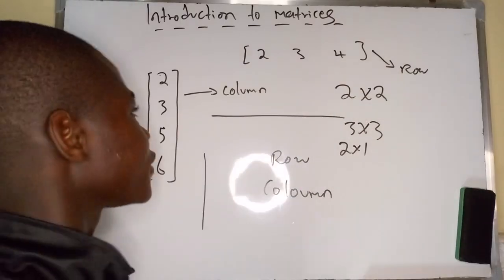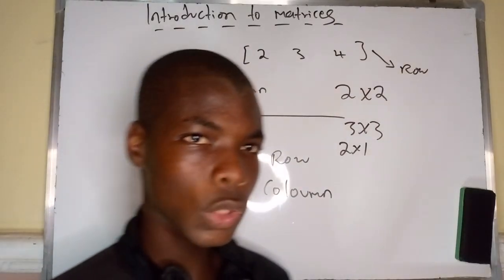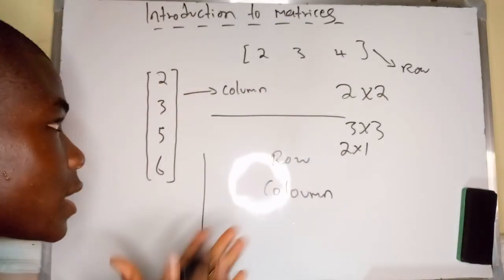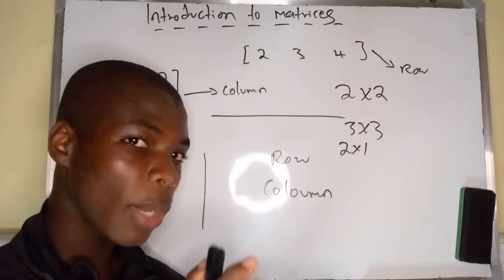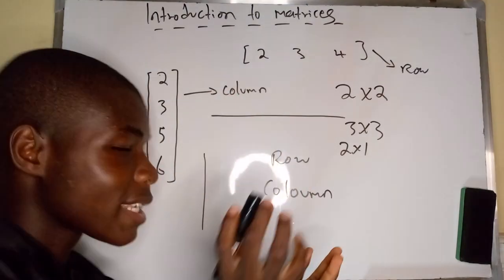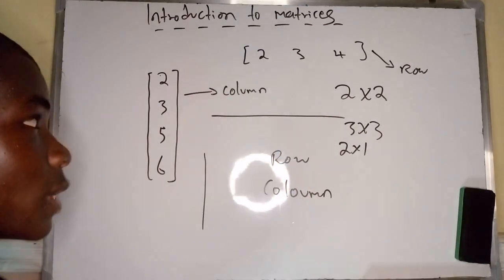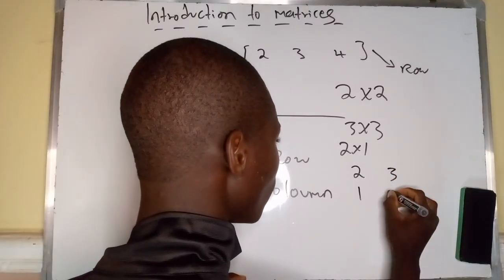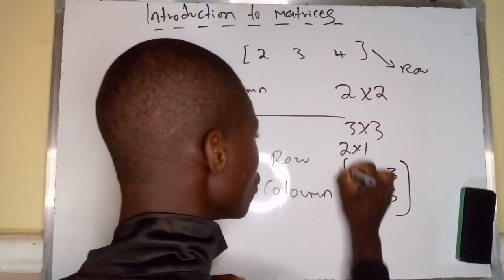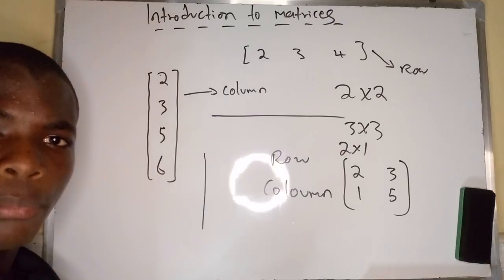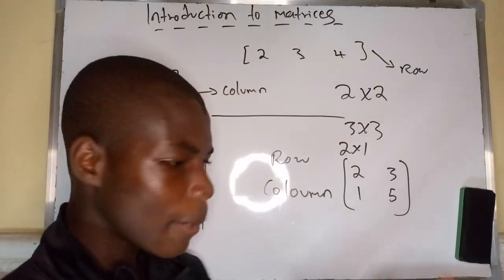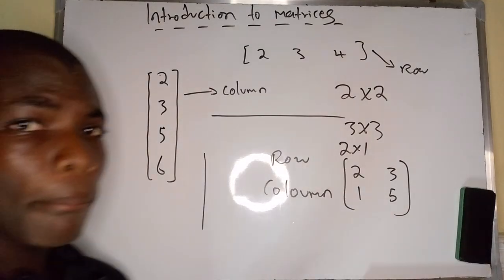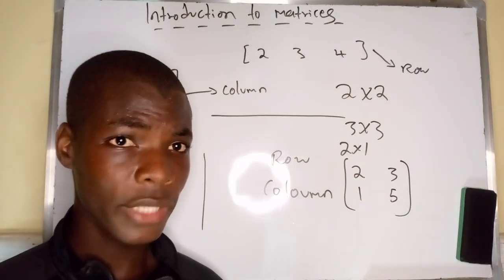So what is a 2 by 2 matrix? It is a square matrix. What is a square matrix? A square matrix is a matrix that has the same number of rows and columns. For example, let's say I have 2, 3, and 1, and 5. This is a square matrix because it has the same number of rows and the same number of columns. I hope you get it right.